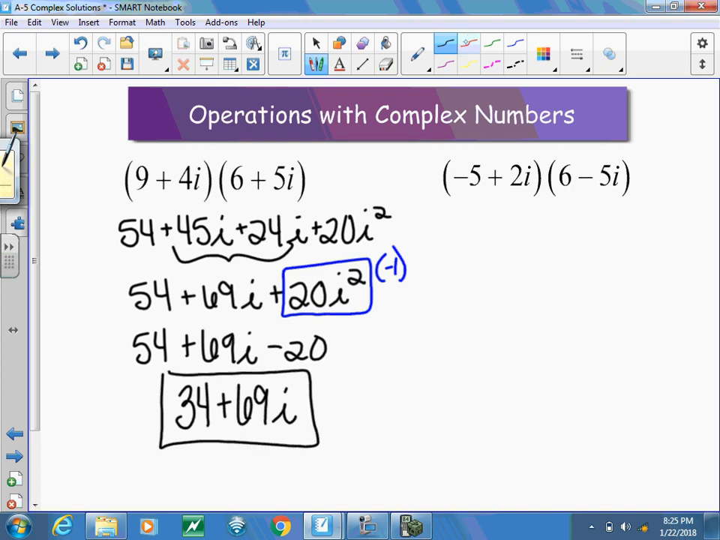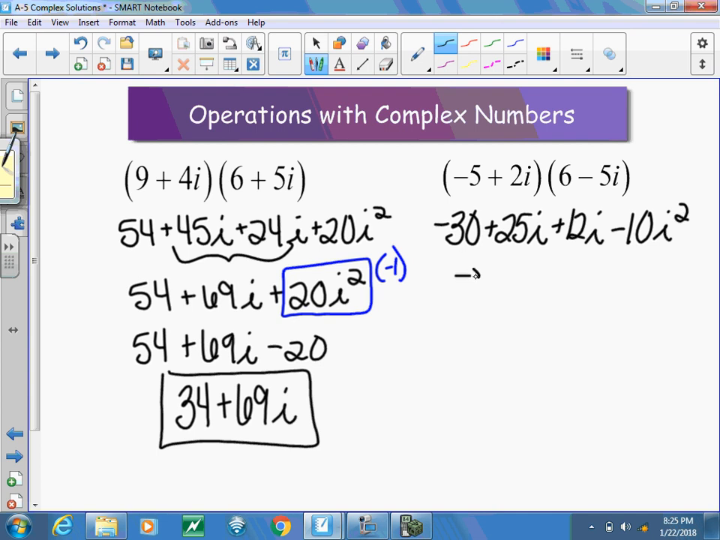Here's just another example to multiply out. First terms, negative 5 times 6 is negative 30. Negative 5 times a negative 5i is a positive 25i. 2i times 6 is a positive 12i. And 2i times a negative 5i is a negative 10i squared.